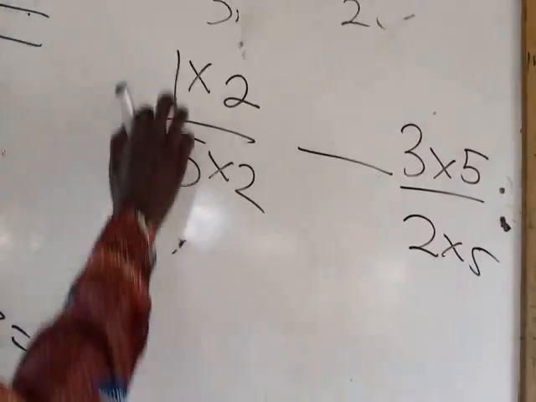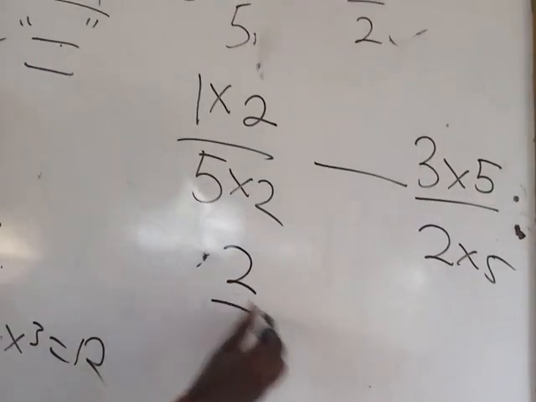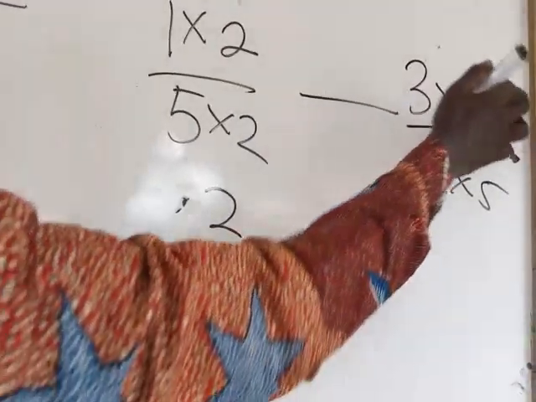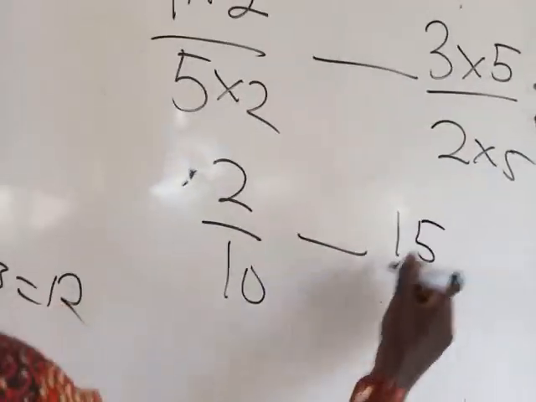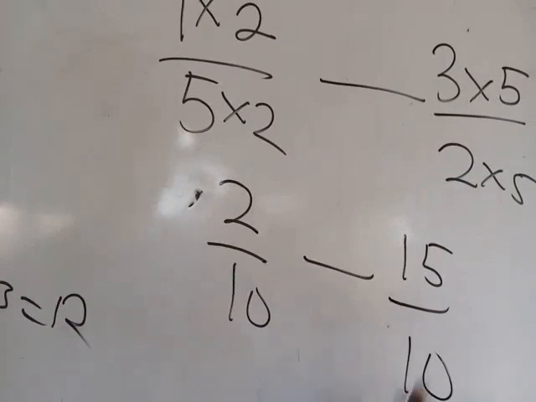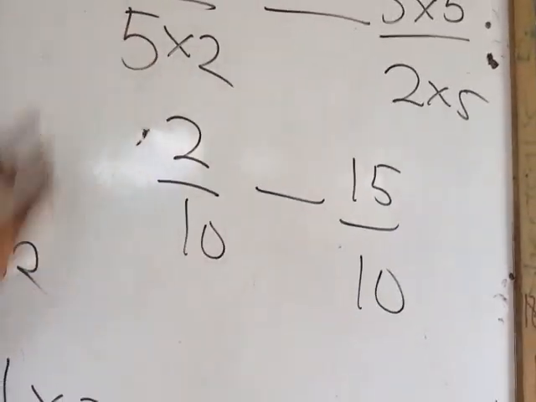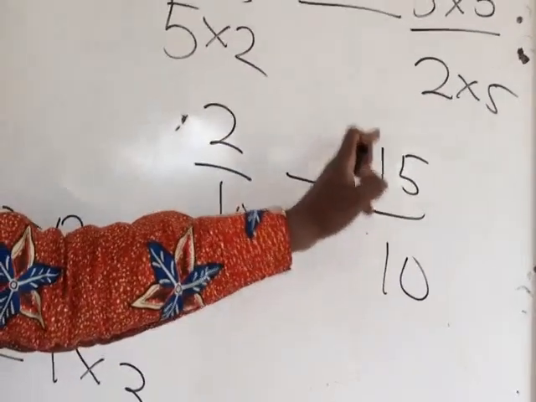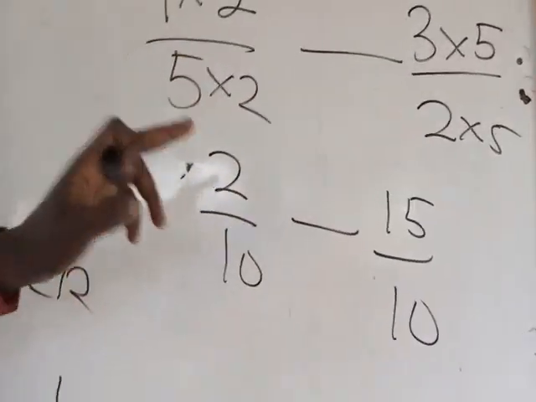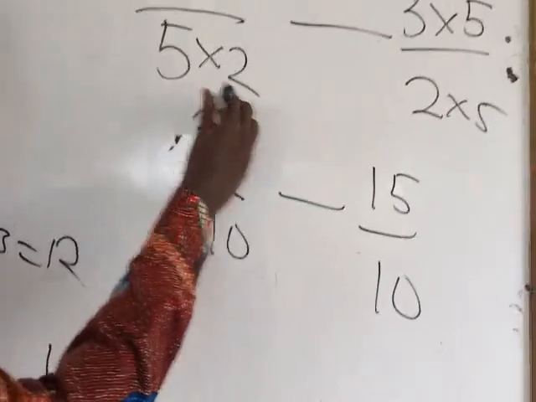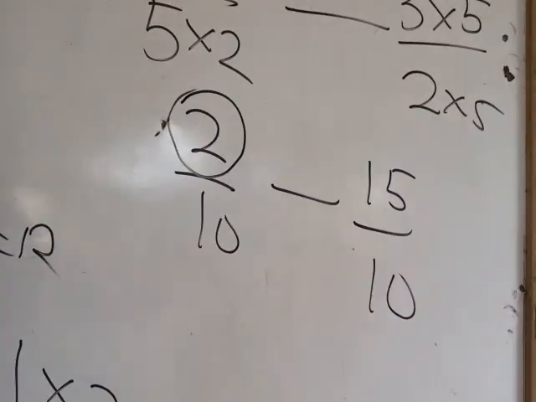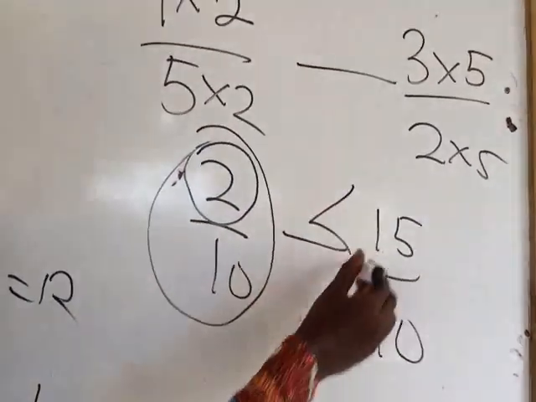5. 1 times 2, we are getting 2 over 10. 3 times 5 is what? 15. Over 2 times 5 is what? 10. And since we are having the same denominators, I'm saying the one with the greatest numerator is the greatest fraction. But this one, you see, is less. So this means this fraction is less than what?